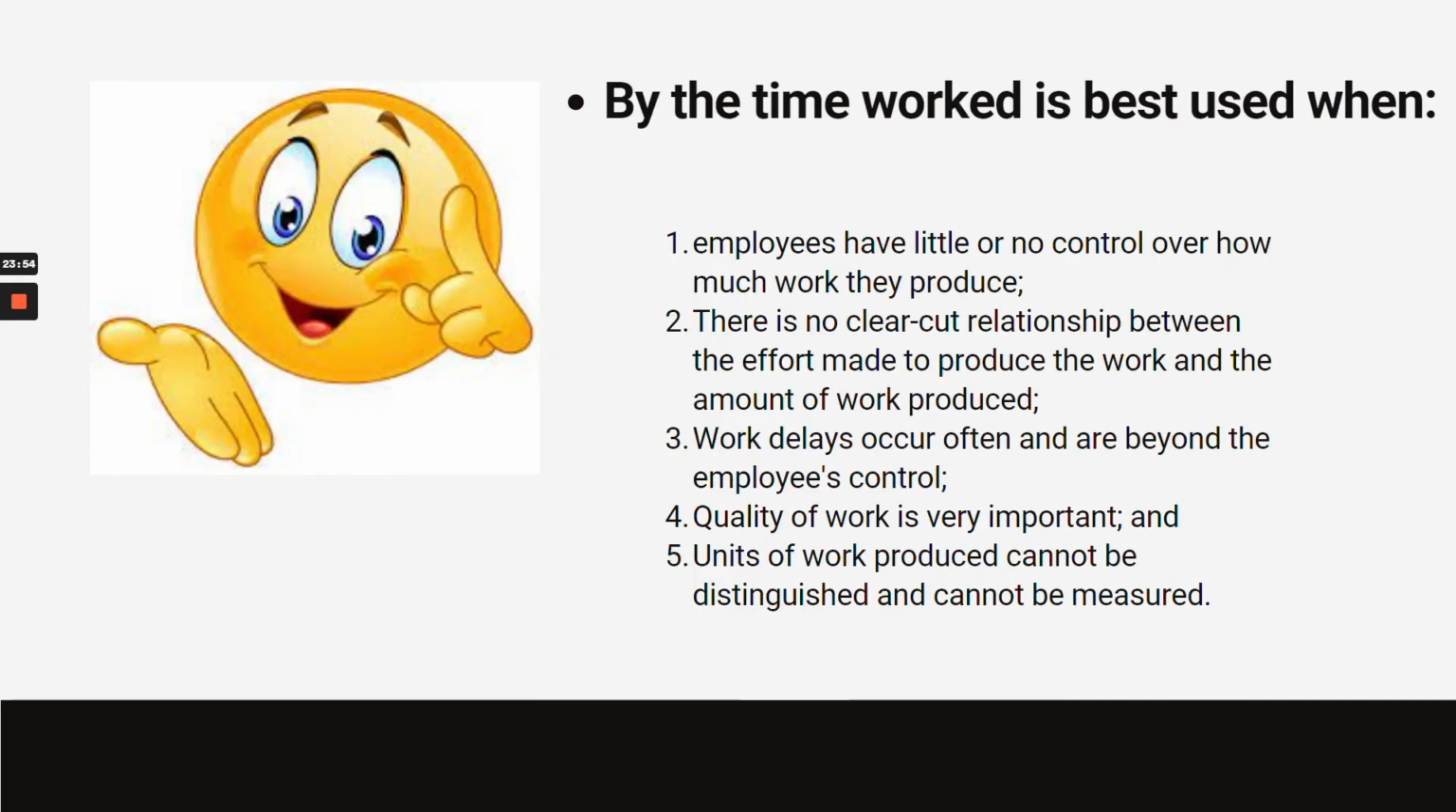And this is best applied when, number one, employees have little or no control over how much work they produce. Number two, there is no clear-cut relationship between the effort made to produce the work and the amount of work produced. Work delays occur often and are beyond the employee's control. Quality of work is very important, and also units of work produced cannot be distinguished and cannot be measured. So if you are not able to distinguish the unit, how many hours it should take to do this, you have no control over that. So it's best that you use the by the time method. How many hours is spent, so you are going to pay.